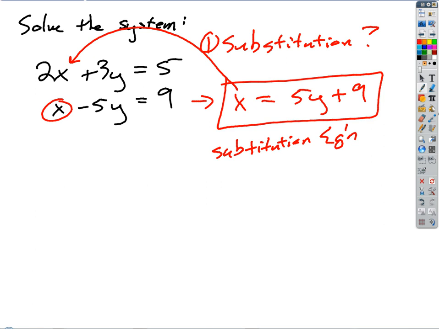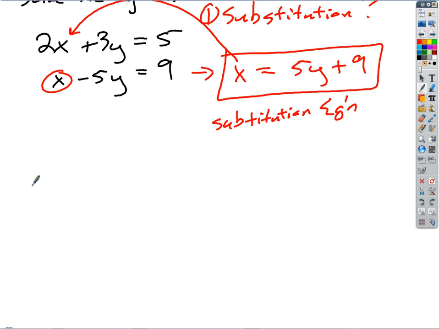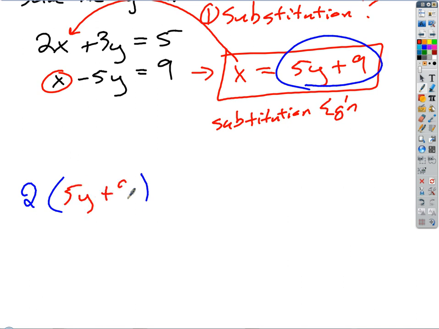The bottom equation, or that top equation, then becomes 2 times, but instead of an x, we're plugging in 5y plus 9, so that's what used to be an x. And then we'll just continue on. We had plus 3y equals 5.